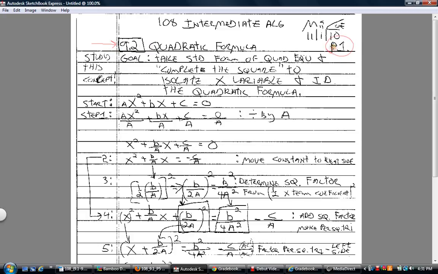Page 1, a rare instance, we're not going to actually do any homework problems. We're going to do a little theory here, and our challenge is this. We learned how to complete the square, and mathematicians wondered: if I took the standard quadratic, ax squared plus bx plus c equals 0, and solved for x, if I isolated x, what would I have?